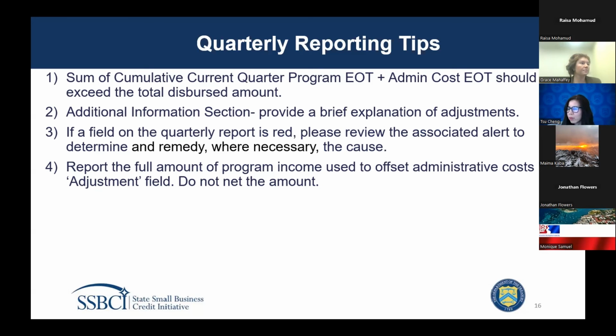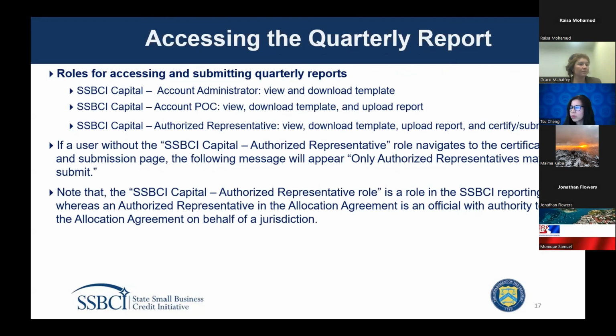Okay, I think I have my last slide on accessing the quarterly report. I'll make this brief since Jay will be going over the different levels of access in his administration section later. I just want to highlight a couple of things. So the most restrictive role is the account administrator, and the least restrictive is the account representative role. The authorized representative role can view, download the template, upload a completed report, and is the only user who can certify and submit the report. If the user does not have an authorized representative role, an error message will appear preventing the user from submitting the report.